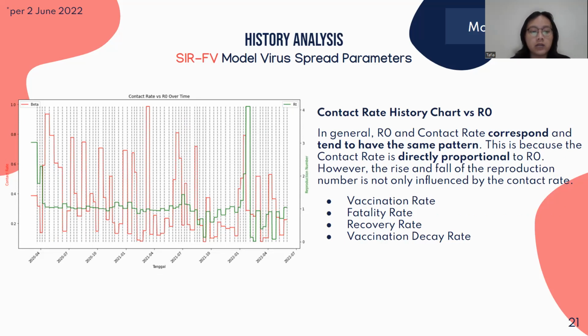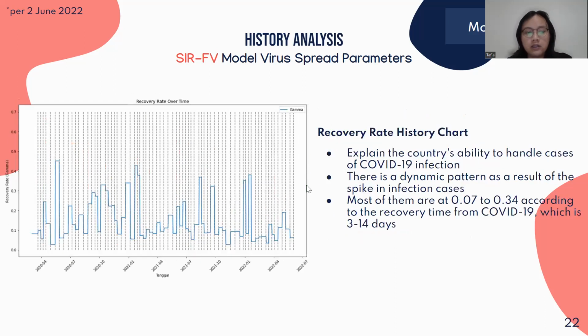This is because the contact rate is directly proportional to R0. However, the fluctuation of reproduction number is not only influenced by contact rate, but also other parameters such as vaccination rate, fatality rate, recovery rate, and vaccination decay rate. Looking at the recovery rate history, which explains the country's ability to handle cases of COVID-19 infection, there is a dynamic pattern as a result of the spike in infection cases, and it can be seen that most are at 0.07 to 0.3 according to the time to recover from COVID-19, namely 3 to 14 days.